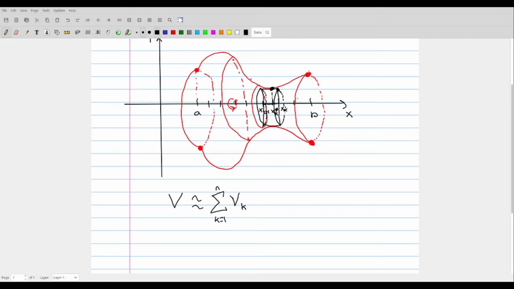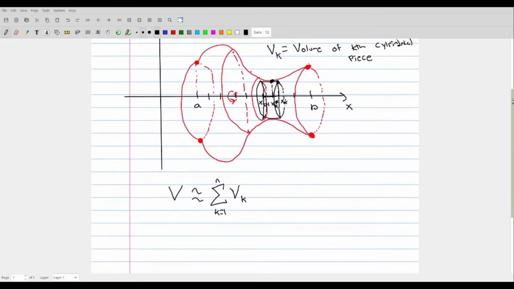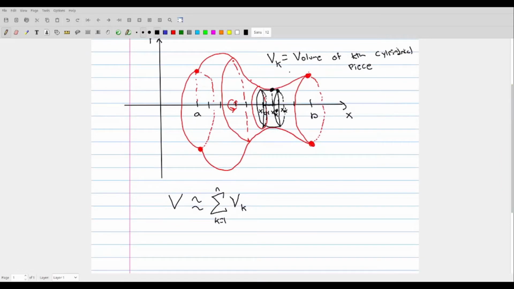This happens on every single piece of the partition, but Vk is the volume of the kth cylindrical piece that you get when you rotate this Riemann sum partition around the x-axis in this surface of revolution. So the idea here is that we want to be able to express Vk in terms of the function and also the partition width.